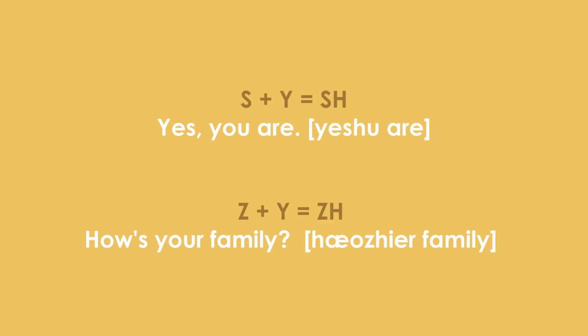All right, and then the last connection is Z plus Y. This gives you a ZH sound. Let's listen to it so that you can get it. If you say, for example, how's your family? That's without the connection. With the connection, how's your family? How's your family? Okay, so you connect it like that and it sounds a lot more fluent.